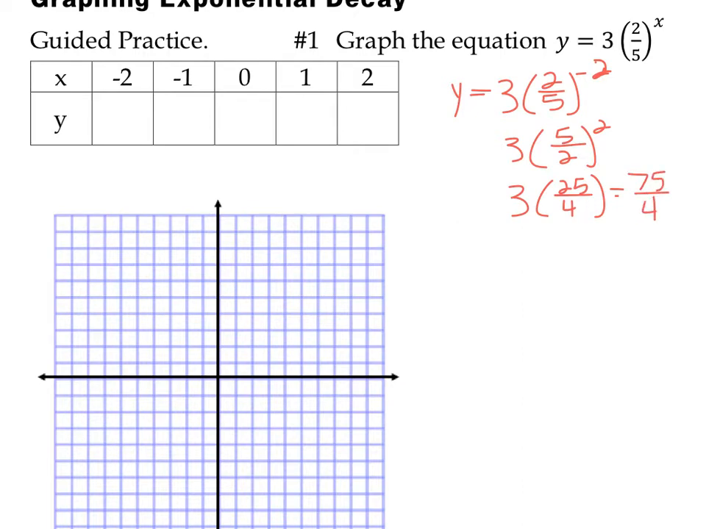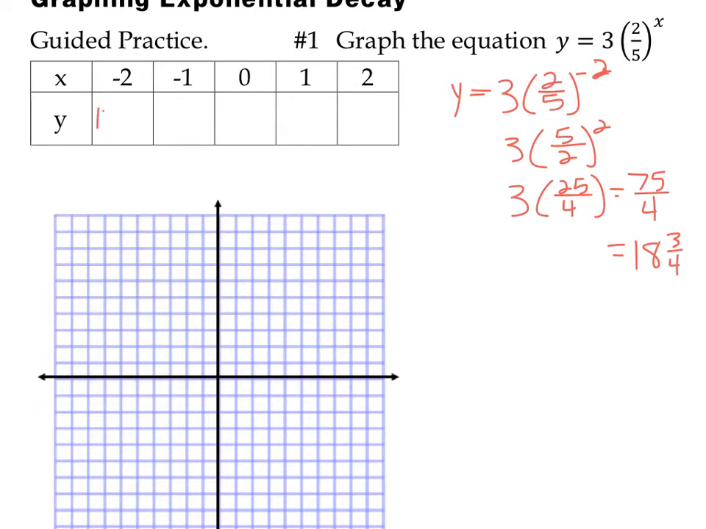75 over 4, again, we could turn that into a decimal. It might be easier to graph that way. It's a little under 20, right? 4 times 20 would be 80. So you could divide, you get a calculator, you can divide. 4 goes into 7 one time, 35, 4 goes into 35 eight times and 3/4. Or if you put it in the calculator, it's going to be 18.75. That's fine, as long as you know how to graph that.